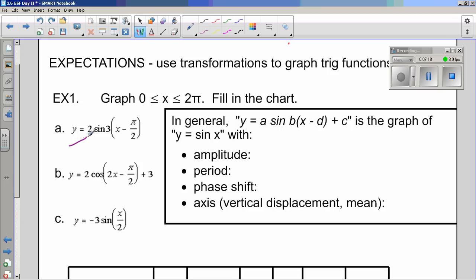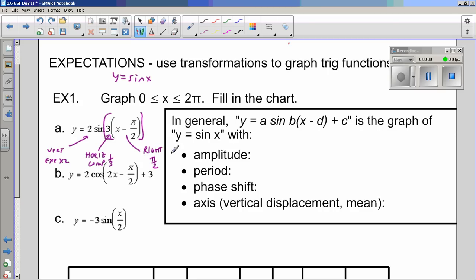This is outside of the rule, so it's a vertical expansion, factor 2. This is kind of in with the x, and it's kind of hard to see that. If I think of this as the basic function, this 3 is inside with the x. So since it's in with the x, it's opposite that. You'd think it's a horizontal compression. You'd think it was an expansion, but it's a compression, factor 1/3. And finally, opposite that, you'd think minus would be left, but it's right, pi over 2.